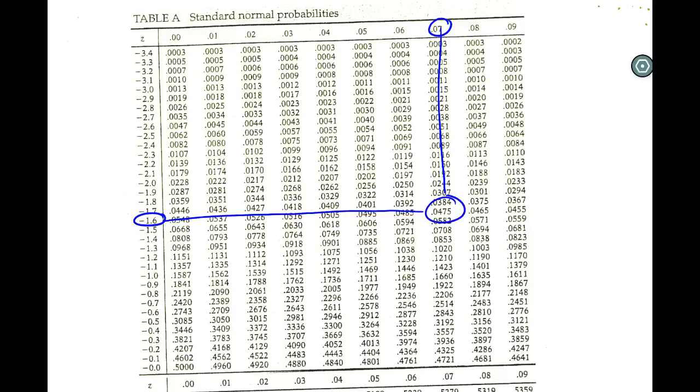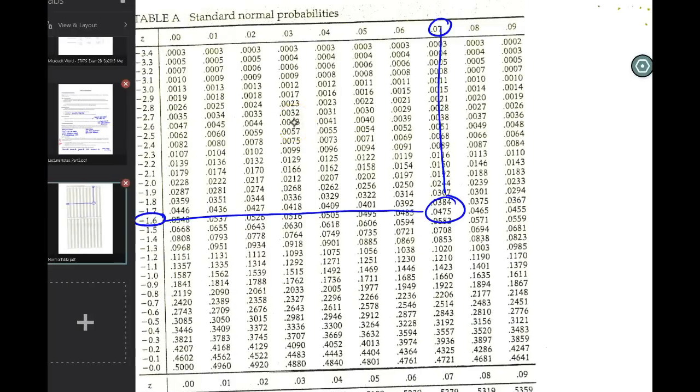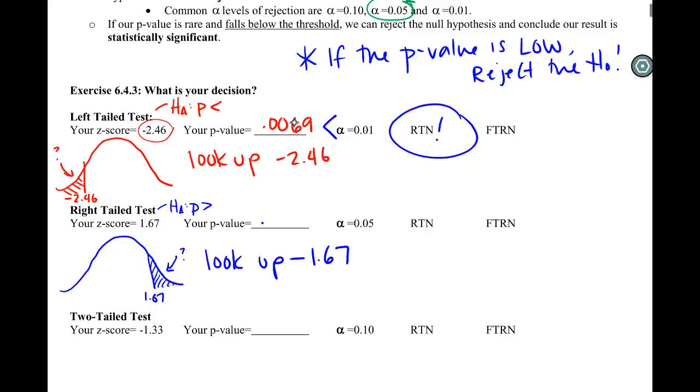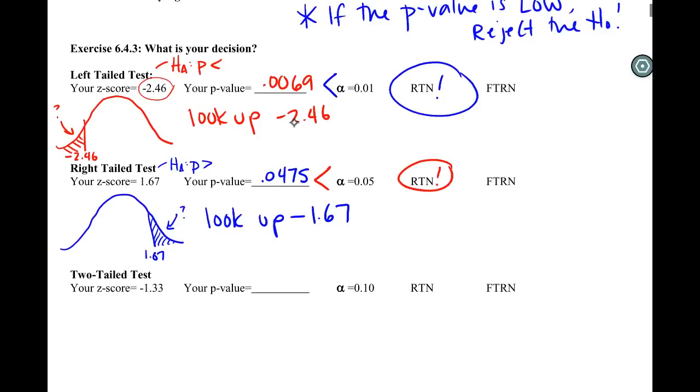So 0.0475 is our value here. And again, if we do our comparison piece, this is less than that alpha of 0.05, barely, which means we again get to reject the null and say, indeed, something is going on. We have statistical significance. So our last example is a two-tailed test.